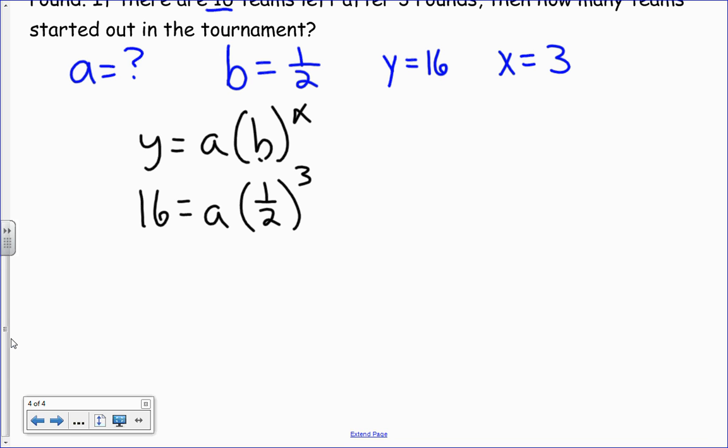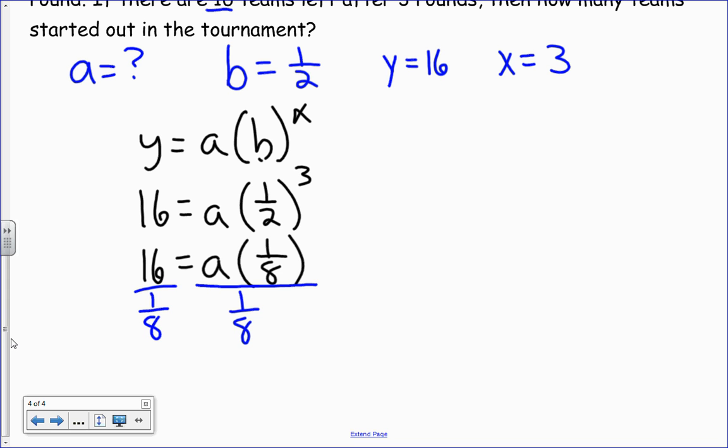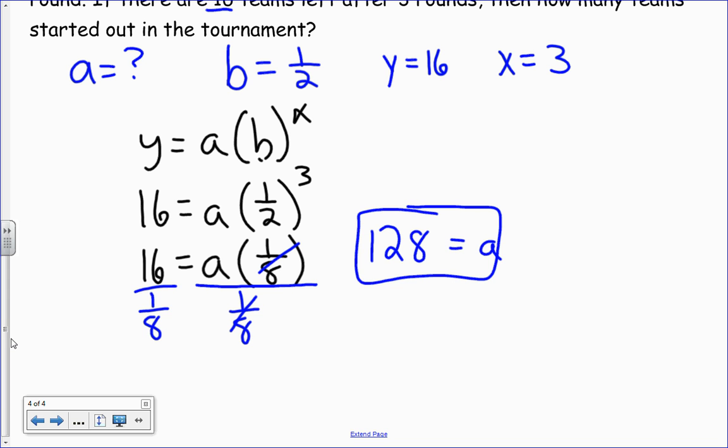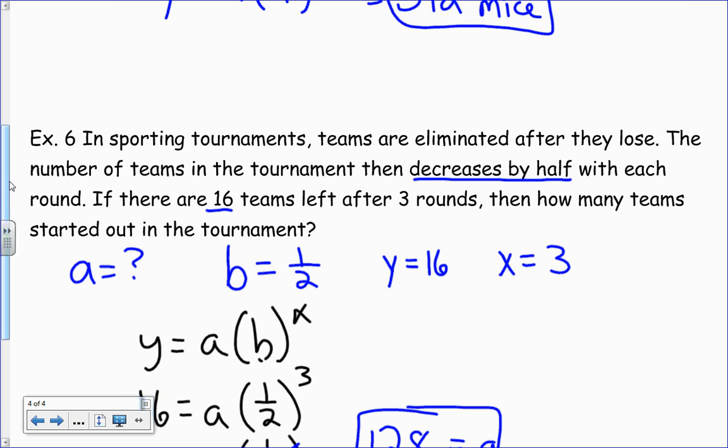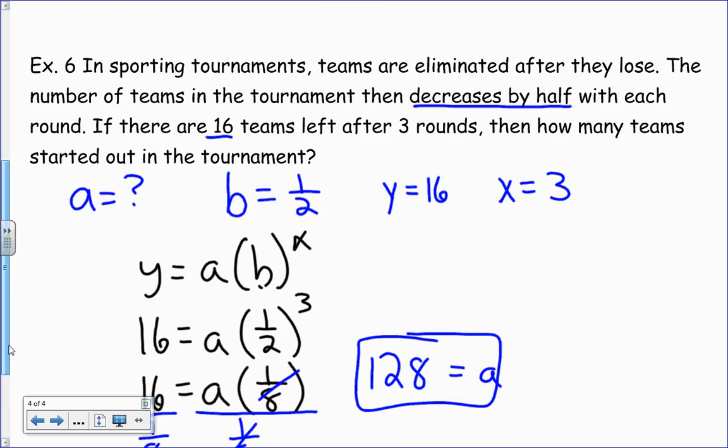The first thing we want to do is take 1/2 and raise it to the 3rd power. 1/2 to the 3rd power is 1 over 8. So I've got A times 1 over 8. To get rid of that 1 over 8 and get A by itself, I need to divide by 1 over 8 on both sides. And 16 divided by 1 over 8 is 128. So in the beginning, there were 128 teams in the tournament.